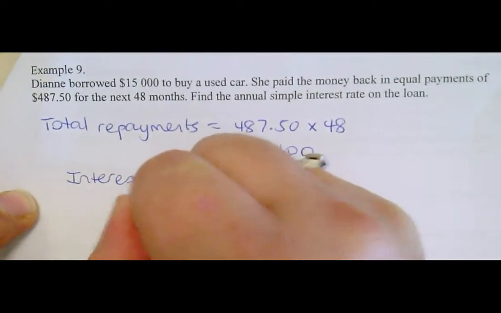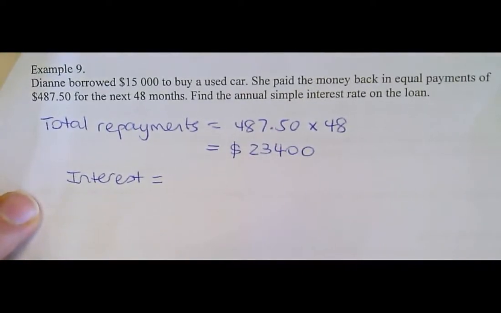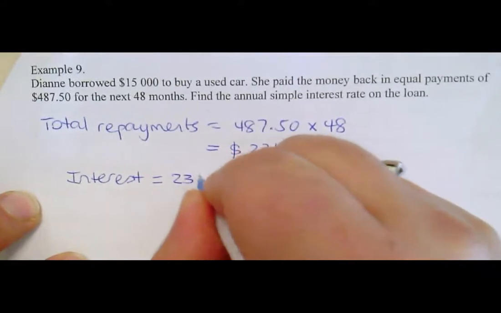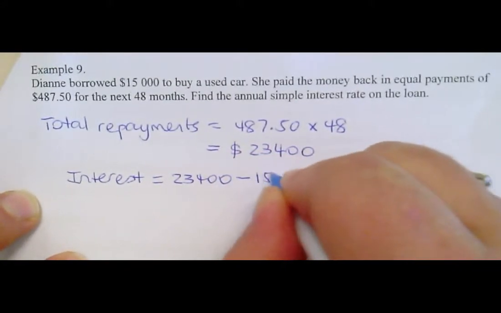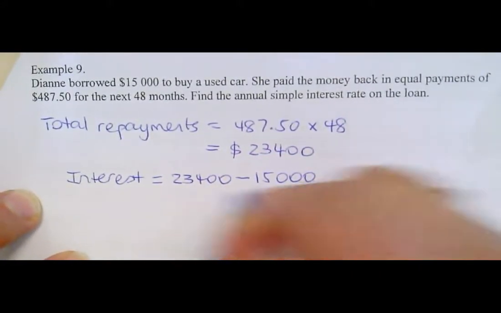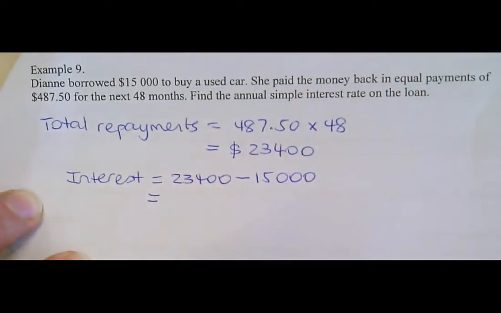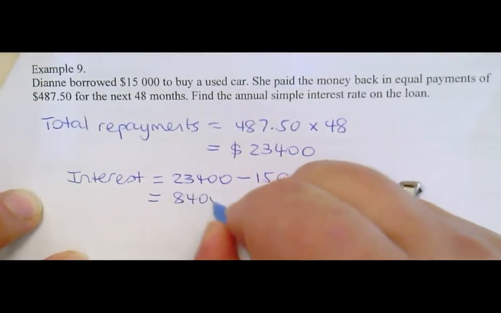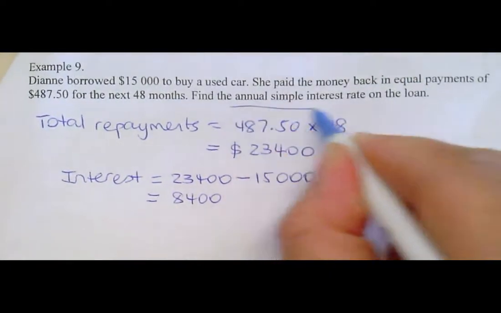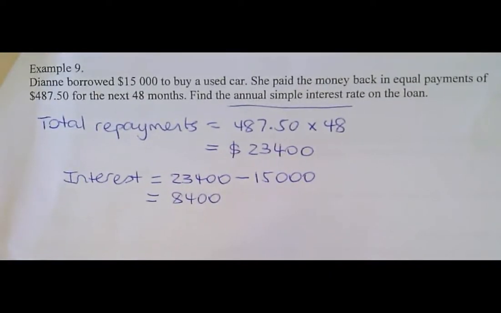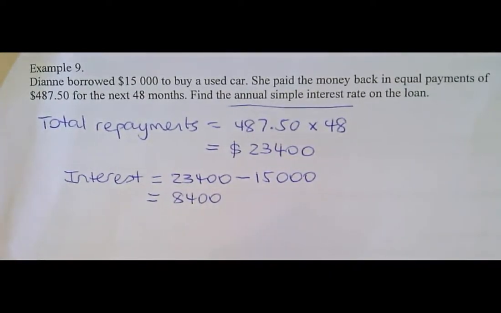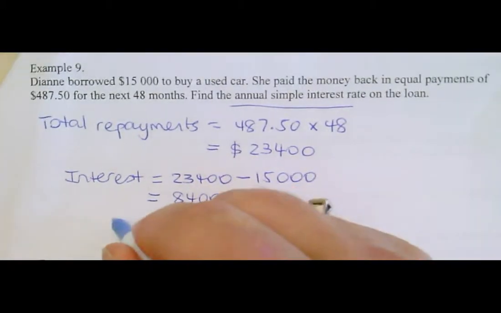So she's of course got to pay the $15,000 back, but she'll also pay more. And the extra that she paid is called the interest, and it's $23,400 minus $15,000, which is $8,400. So the question is saying find the annual simple interest rate on the loan. It's asking me to find the interest. What's the formula for interest?